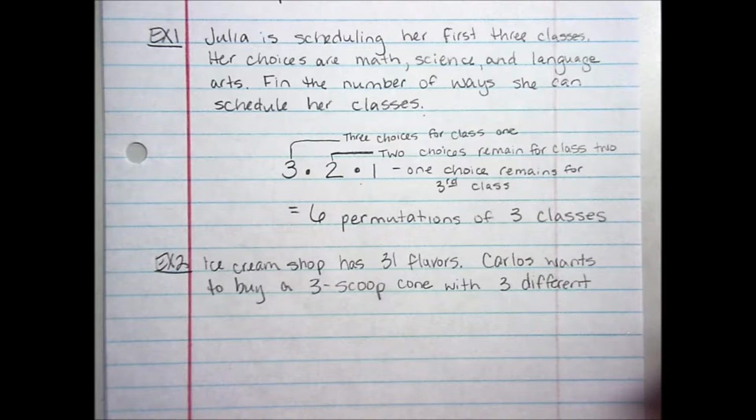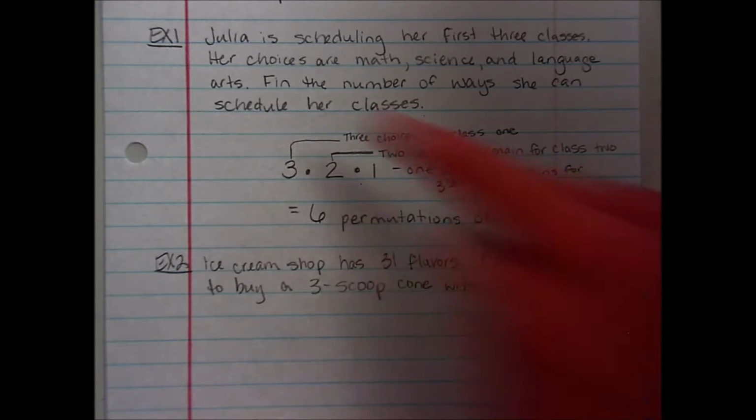You forgot to put the D on. At the top, she can schedule for classes. Is that fair? Point to it. It says just find the number of ways.